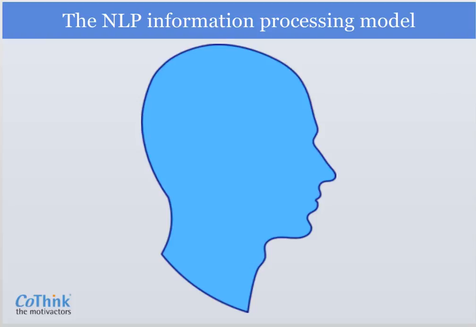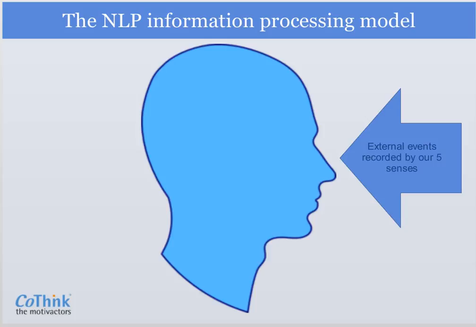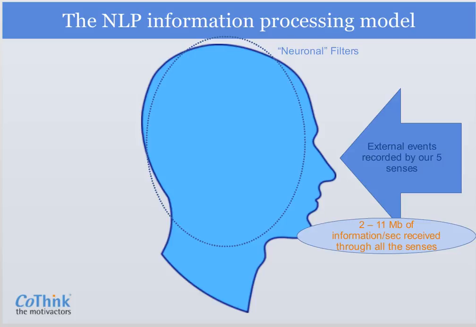We constantly receive a huge amount of information through our five senses, and while the estimates vary considerably, an order of magnitude of 2 to 11 megabits of information per second can be considered a reasonable figure. As we are unable to process such large quantities of information consciously, neuronal filters in our brain do the sorting for us. For the purpose of this filtering, three principal mechanisms come into play.